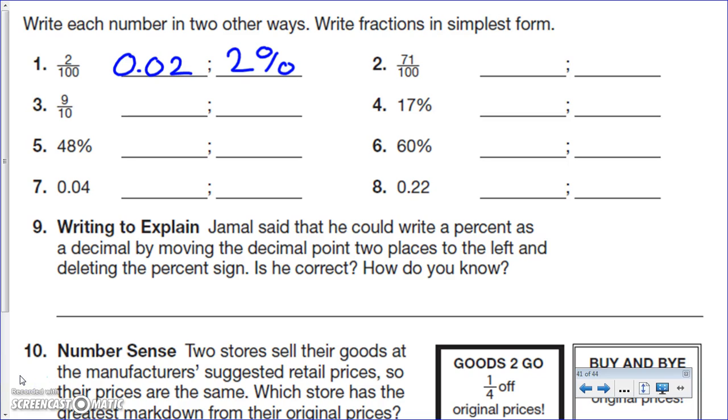For number 2, we have 71 100ths, so the first thing we're going to do is write it as a decimal. Next, we need to write it as a percent, and because it's already out of 100, we know it's going to be 71%.